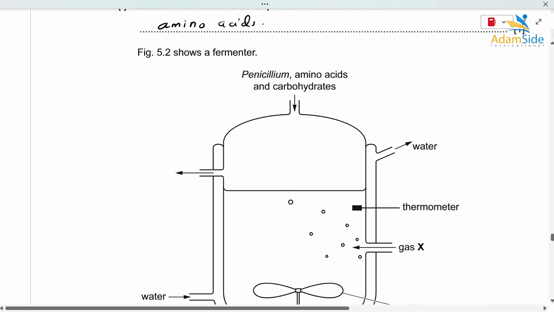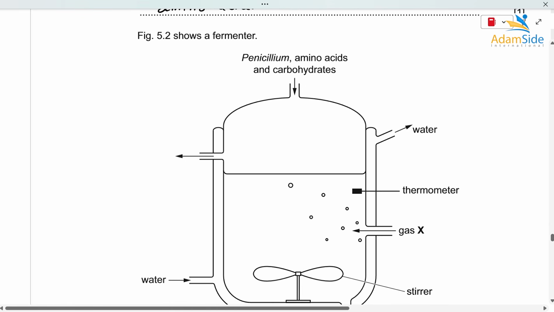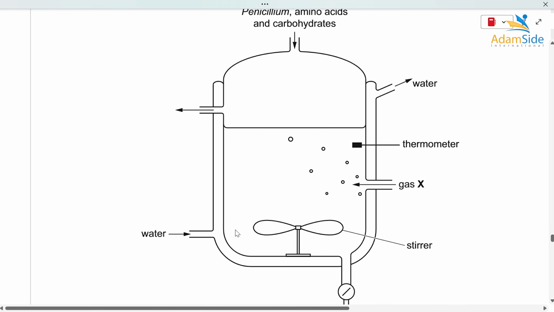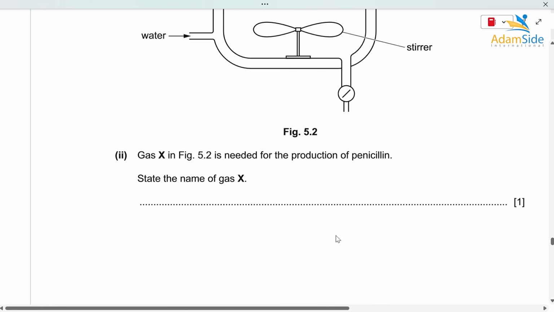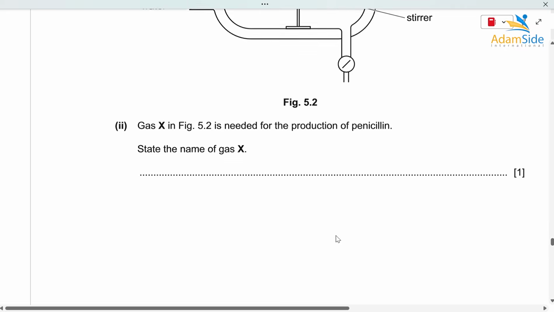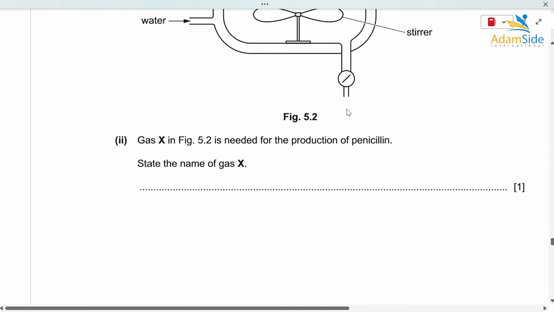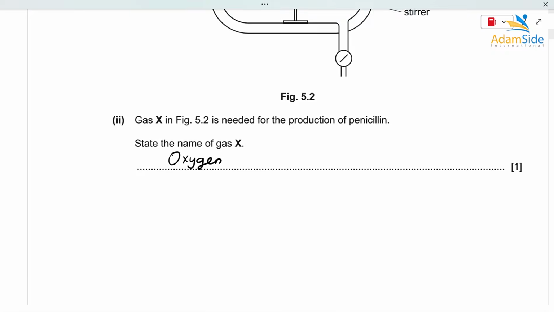We have the diagram here. Figure 5.2 shows a fermenter where we can see penicillium, amino acids, and carbohydrates being entered into the fermenter. We have this part which contains the water jacket. We have a thermometer, we have gas X entering, we have the stirrer, and we have this part here which is used to remove the product. Gas X in figure 5.2 is needed for production of penicillin. State the name of gas X. This gas here is oxygen, so we state the name of the gas as oxygen.